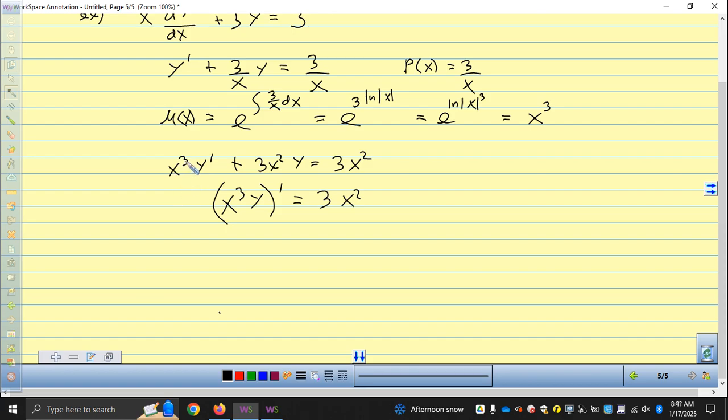Yeah, so when we take the derivative, we can always check by just taking the derivative of this. So derivative of the first, 3x squared, times y, plus y prime times the first. The p of x is how we found this.